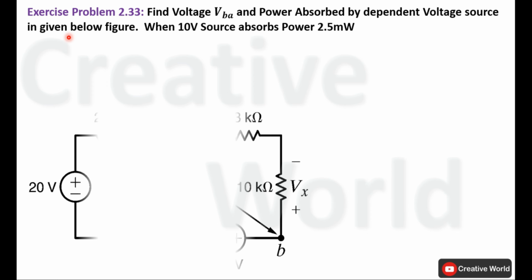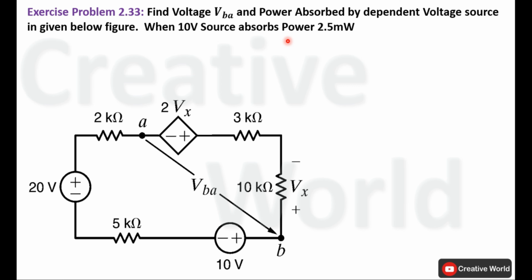Exercise problem number 2.33. Find voltage VBA and power absorbed by the dependent voltage source in the figure given below, when the 10 volt source absorbs power of 2.5 milliwatt. This is the circuit diagram of the given problem. We have to find the voltage between these 2 points labeled as VBA, which indicates that B would be at higher potential than point A. And other useful information provided in this scenario is that the 10 volt source is absorbing power of 2.5 milliwatt.